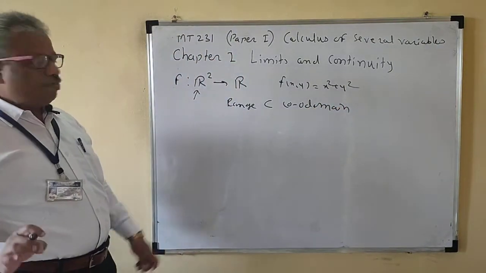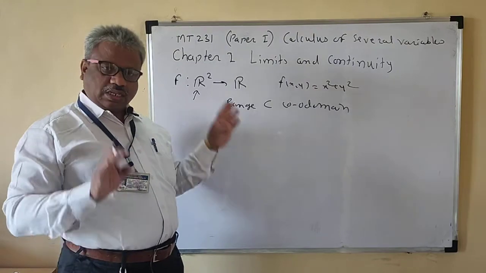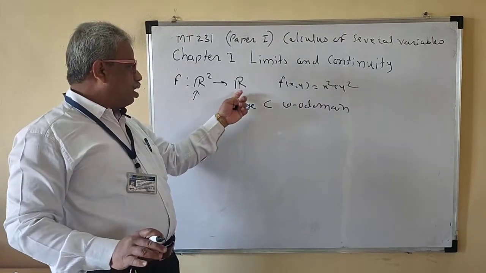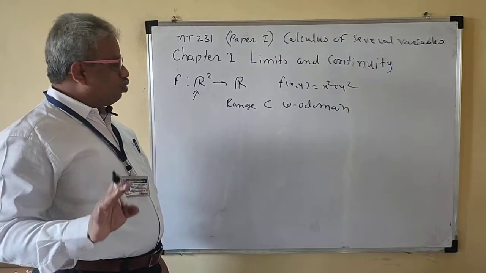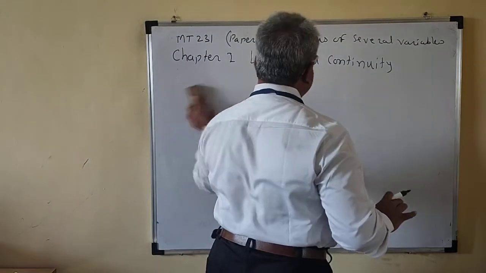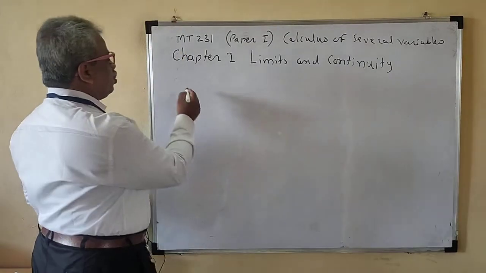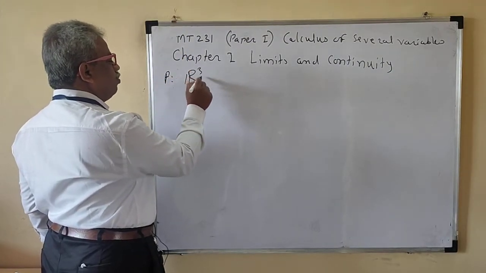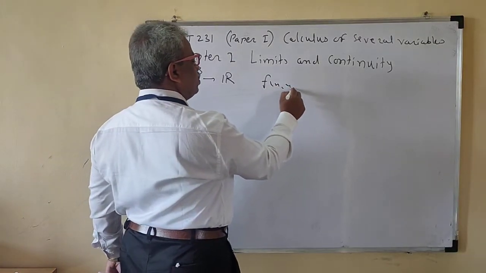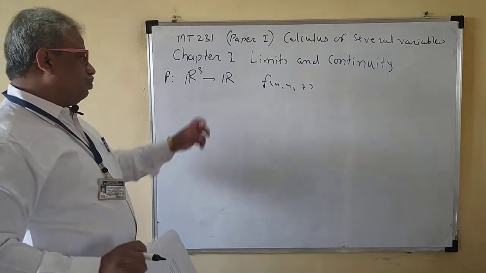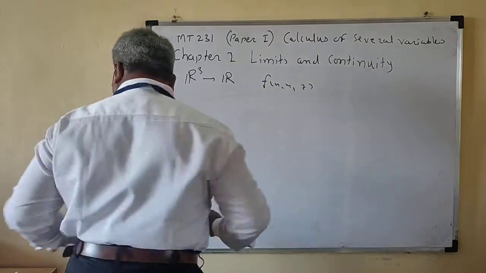The range set is always a subset of the codomain. So the range of a real valued function of two variables, or three variables, or four variables, is a subset of R. It is a real valued function, which means its codomain is the set of real numbers, so the range set is a subset of R. If a function has three variables, we write f is R3 to R, a real valued function of three variables, like f of x, y, z. Also the range of a real valued function of three variables is a subset of the set of real numbers.